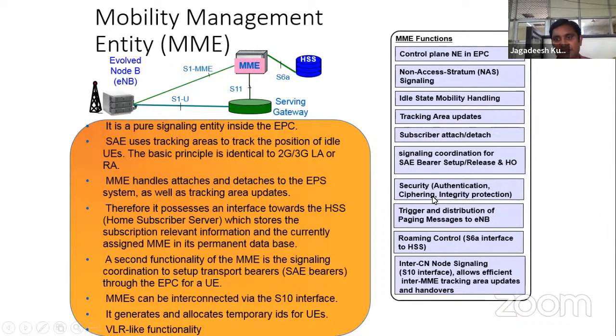So security, authentication, ciphering, integrity protection, triggering and distribution of paging messages to eNode B, roaming control, inter-CN node signaling, and inter-MME tracking updates are also handled by this mobility management entity. So it is a pure signaling entity. It attaches and detaches the EPS system. It is like VLR-like functionality. In 2G, in the core part, we have the VLR, visitor location register. The same functions will also be taken care of by this entity in this 4G system.